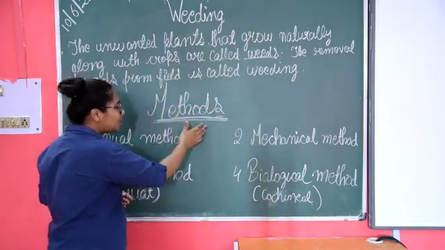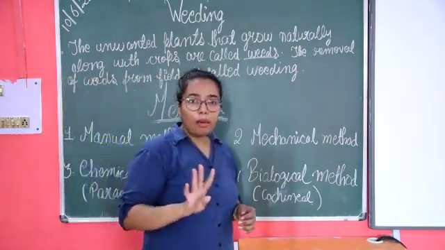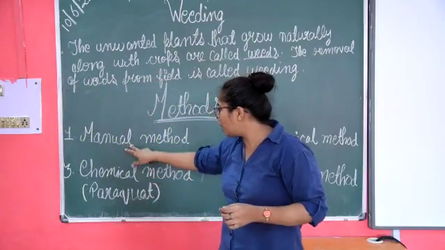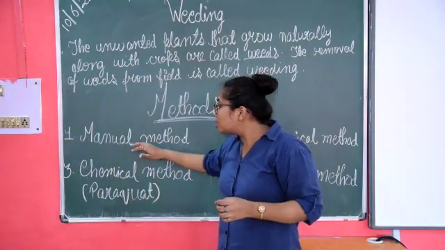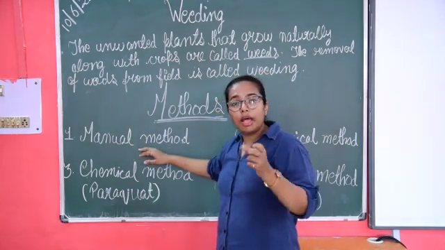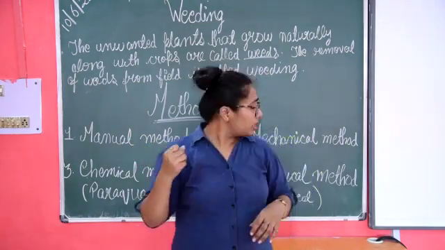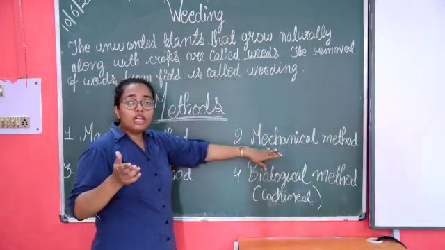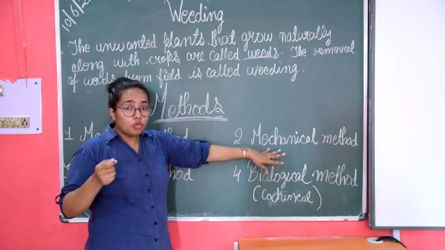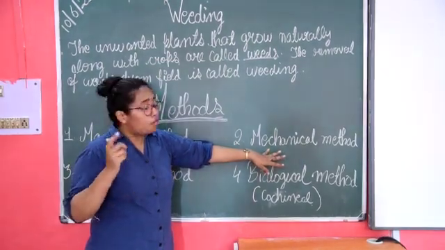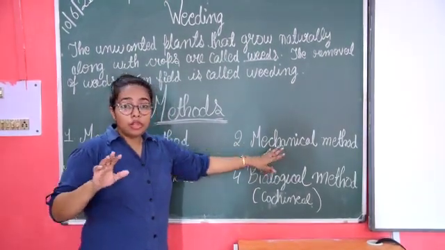Now what are the methods of removing the weeds? There are 4 methods of removing weeds. First is the manual method. We can say manual weeding as well. In this, weeds are removed by our hands. We just pluck them. Next is the mechanical method. We can say mechanical weeding also. In this, with the help of some instruments, like khurpi and khoi, the weeds are removed.